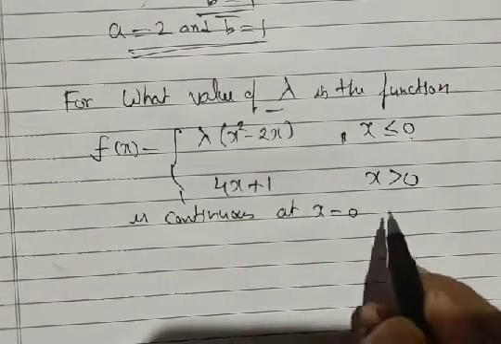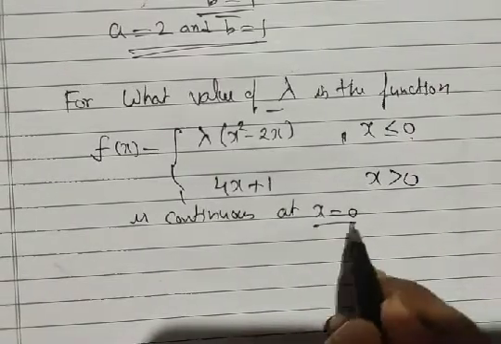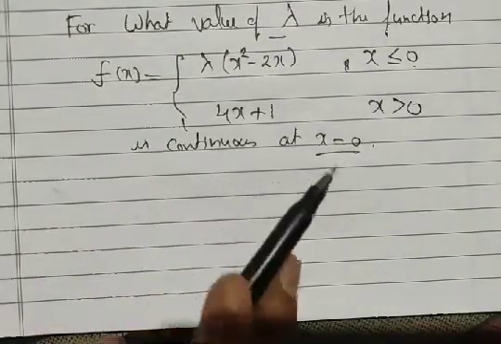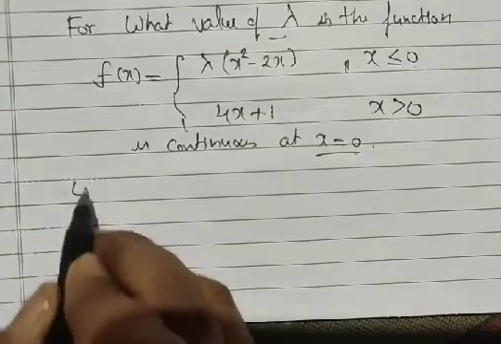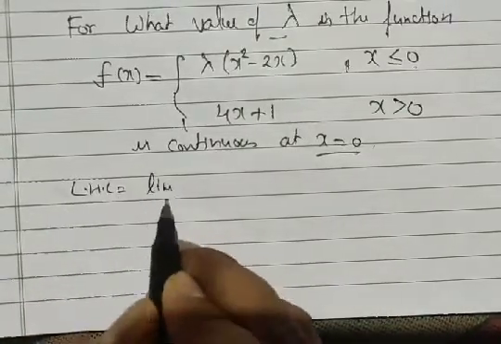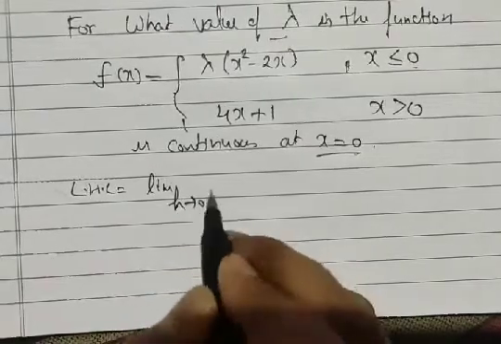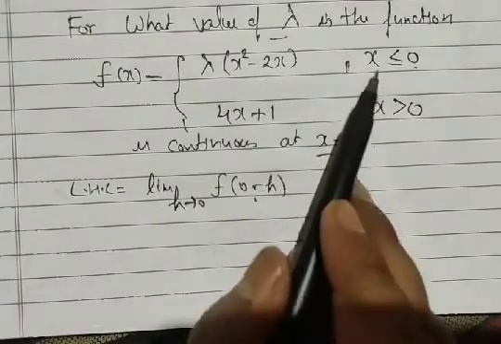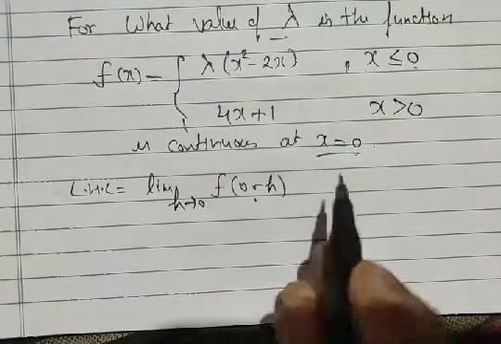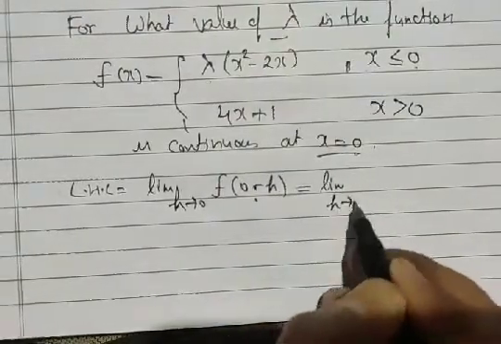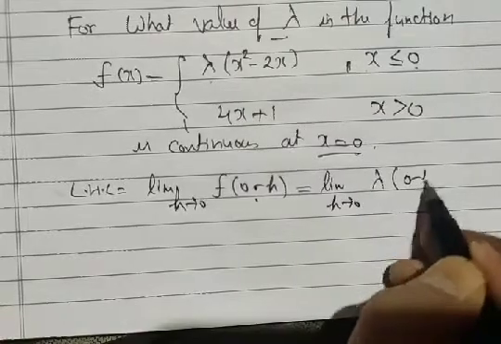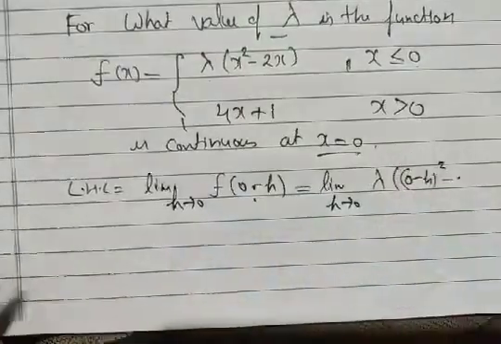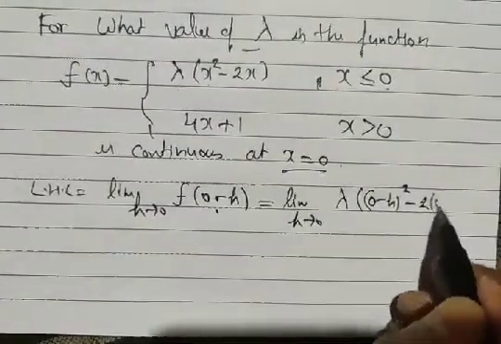continuous at x equal to 0? Then we are going to find out its continuity at x equal to 0. First we find its left hand limit, limit h tends to 0 of f(0 minus h). When our point is less than 0, the function is defined as lambda x square minus 2x. Then limit h tends to 0 of lambda (0 minus h) whole square minus 2 times (0 minus h).